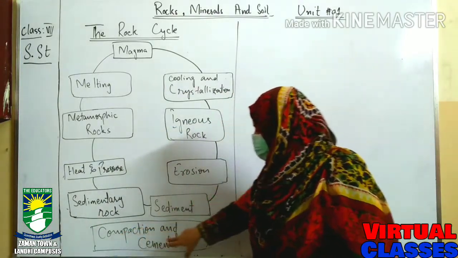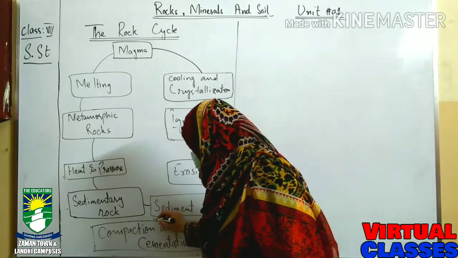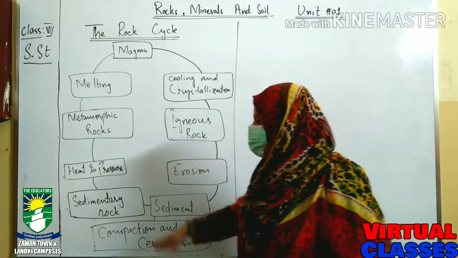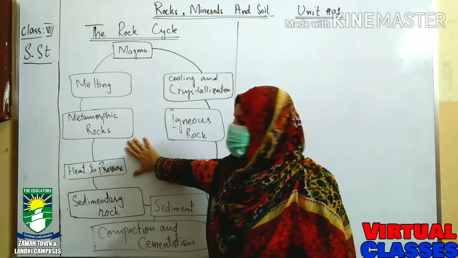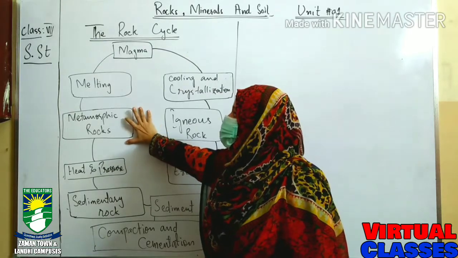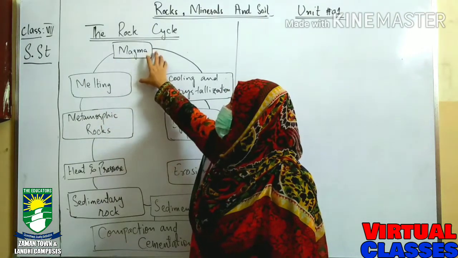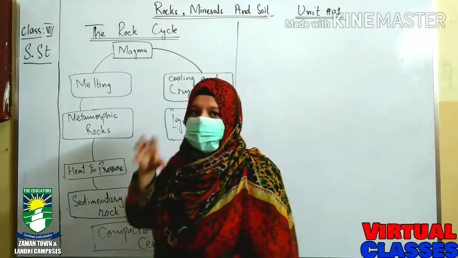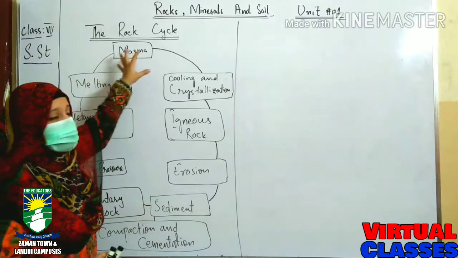Then, as a result of compaction and cementation, the sediments are compacted and cemented and form the layers of the sedimentary rock. Then sedimentary rock at a certain heat and pressure develops into metamorphic rock. After melting, this metamorphic rock converts into magma, the inner hotter part of the rock. This is how the rock cycle goes on and on.